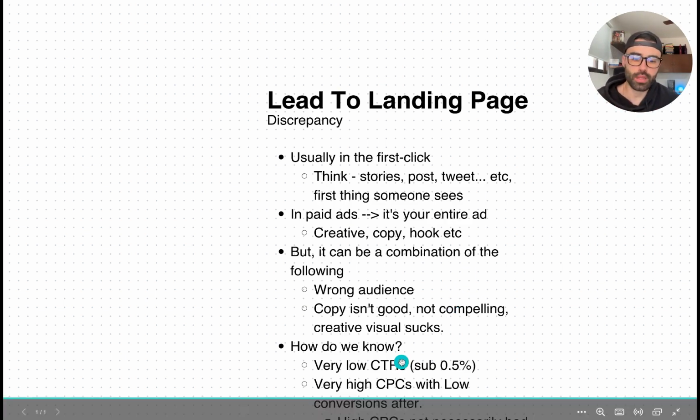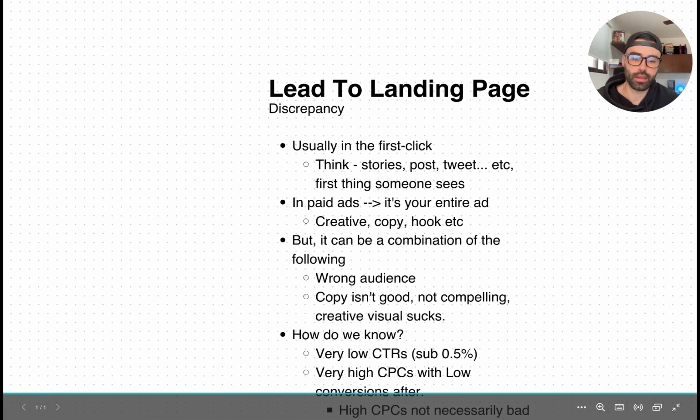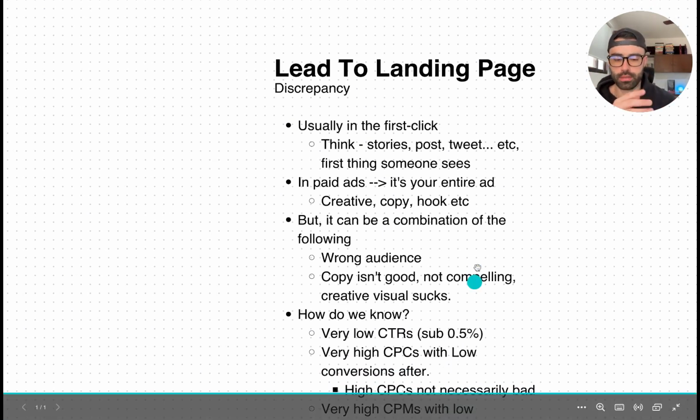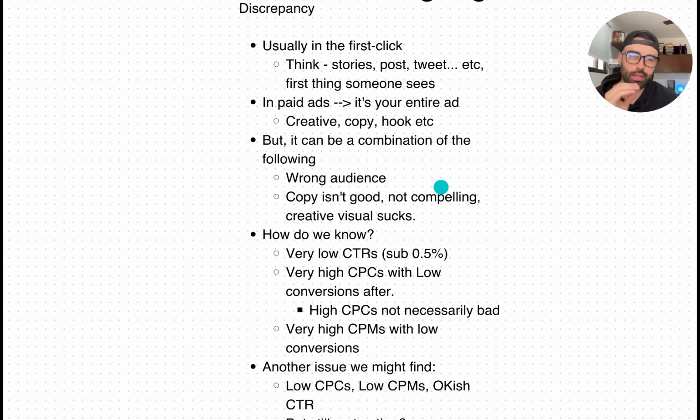Or you have very high cost per clicks with low conversions afterwards, right? So high cost per clicks. So CPC is cost per click. I think I said it wrong, but high cost per clicks are not necessarily bad, right? Because you might be targeting an industry that usually has high cost per clicks, which is okay. It depends on your industry. So high CPCs are not necessarily a bad thing. Just so you know that, right?